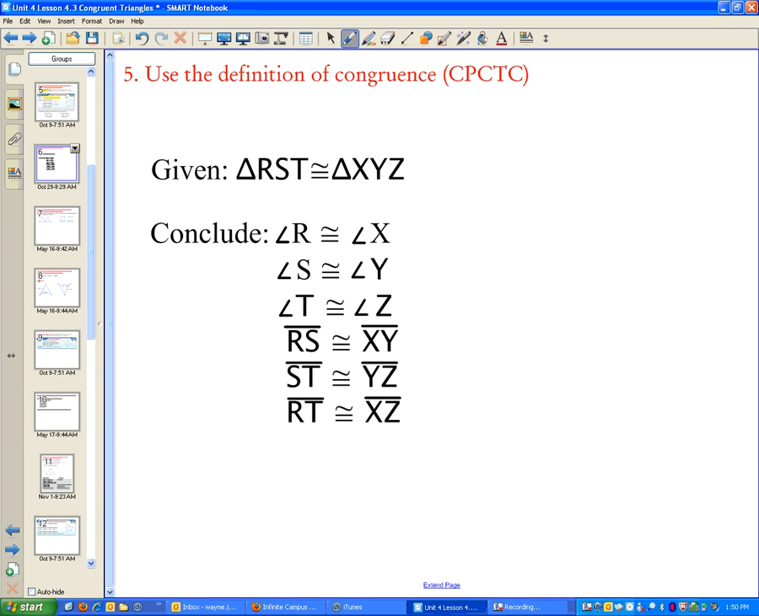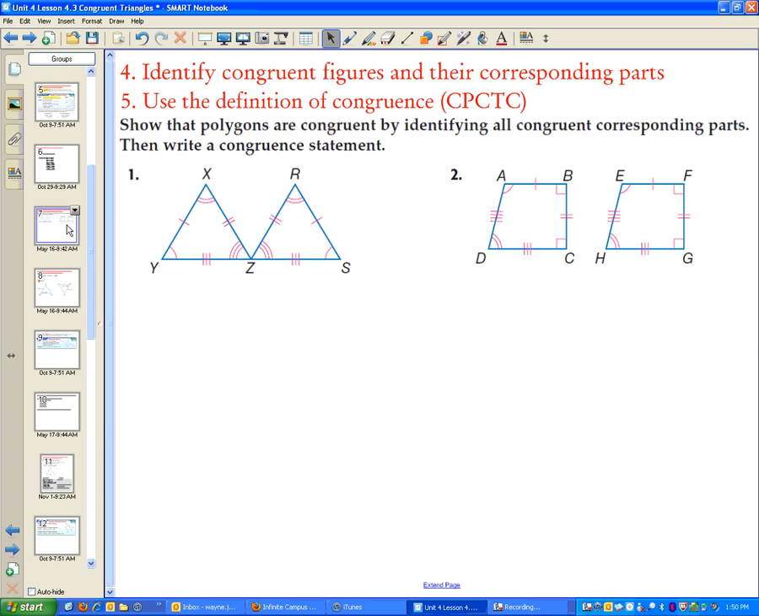Let's do some from today's assignment. So turn to page 256. Let's begin with number 1. All right, so we'll be using both of our learning targets here. We have to identify the congruent figures, and then we have to use the definition to write the correct parts.